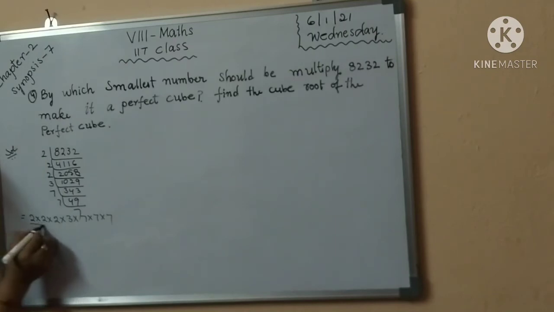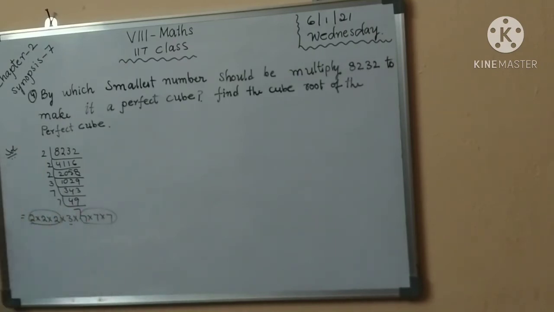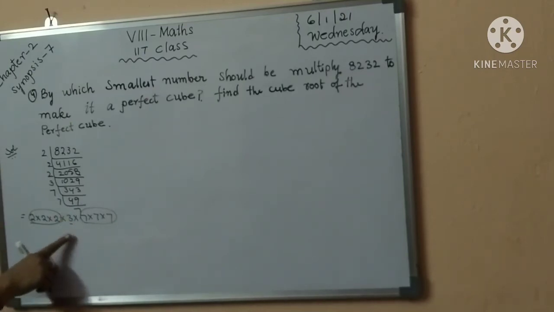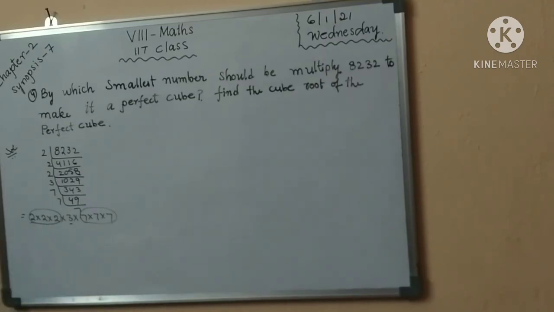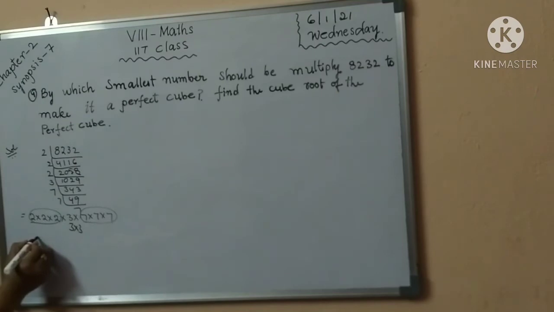So here 2 is a grouped number and 7 is also a grouped number. 3 is there only one time. We can see that the factor 3 is not part of a group of 3 numbers; it is there only once. So we need two more 3s, that is 3 into 3. So we should multiply by 3 threes are 9.